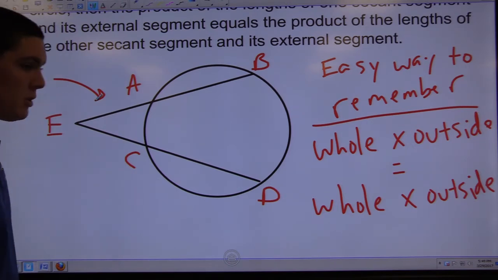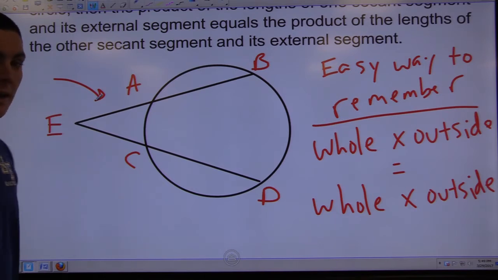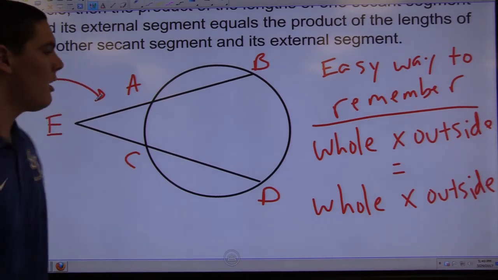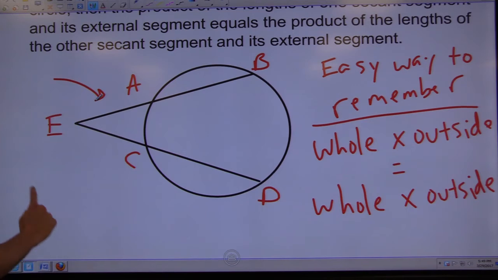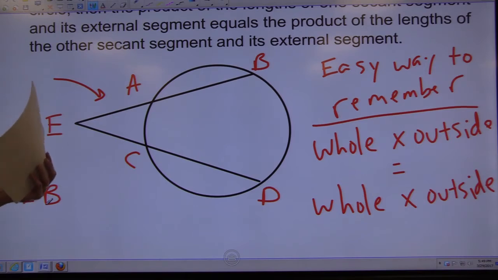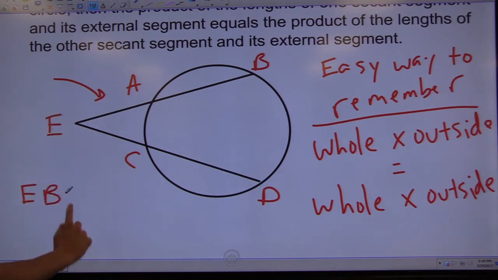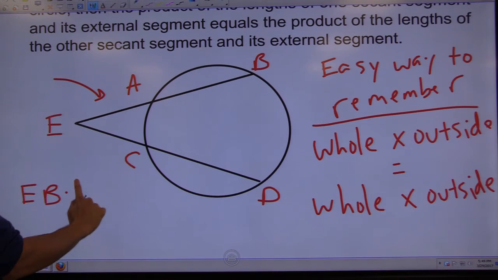Okay, so if you said EA, that is incorrect. You're wrong. All right, but if you said EB, that is correct. So EB is the entire segment. It's the whole thing. And the outside part, I've already mentioned it, is EA. The external segment is EA.